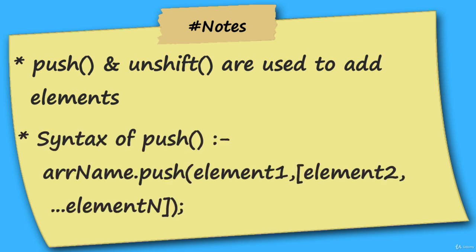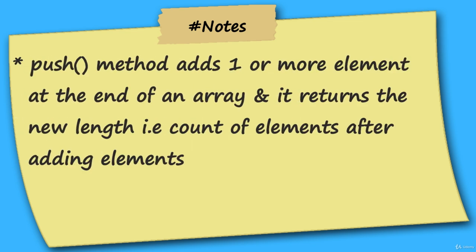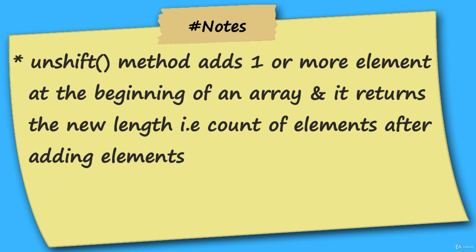The syntax of push is like this: we have the array name, we give push, and whatever element you want to add, you can give. N number of elements you can add to an array. Push method adds one or more elements at the end of an array and it returns the new length, that is the count of elements after adding the elements. Whereas unshift method adds one or more elements at the beginning of an array and it returns the new length, that is the count of elements after adding those elements.